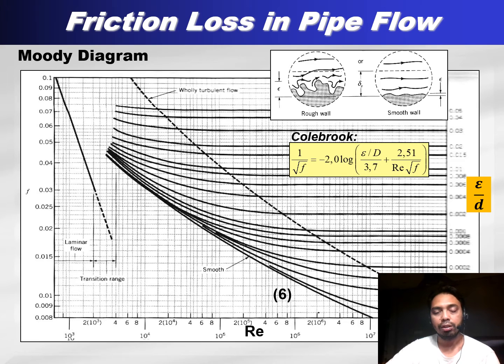until you cross the E over D line, and then you go to the left to find the corresponding friction factor. Another way to calculate the friction factor is using the implicit equation of the Haaland equation over here. This is also another way to find the friction factor.